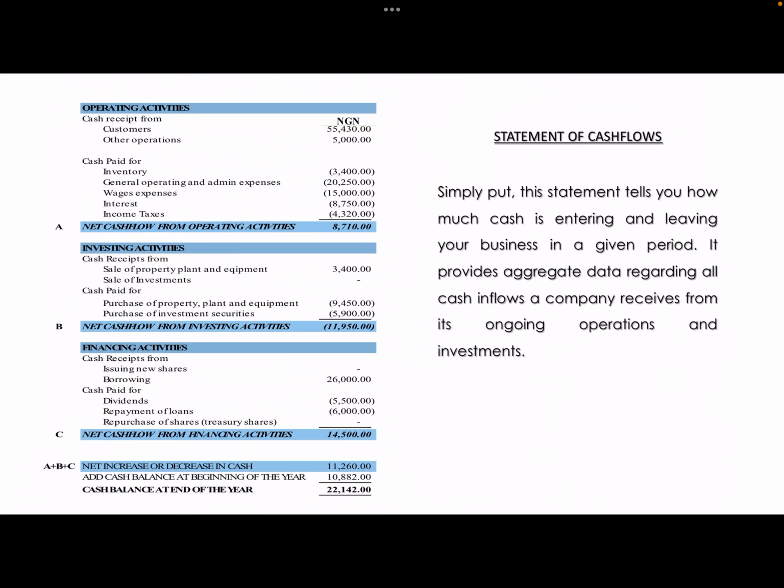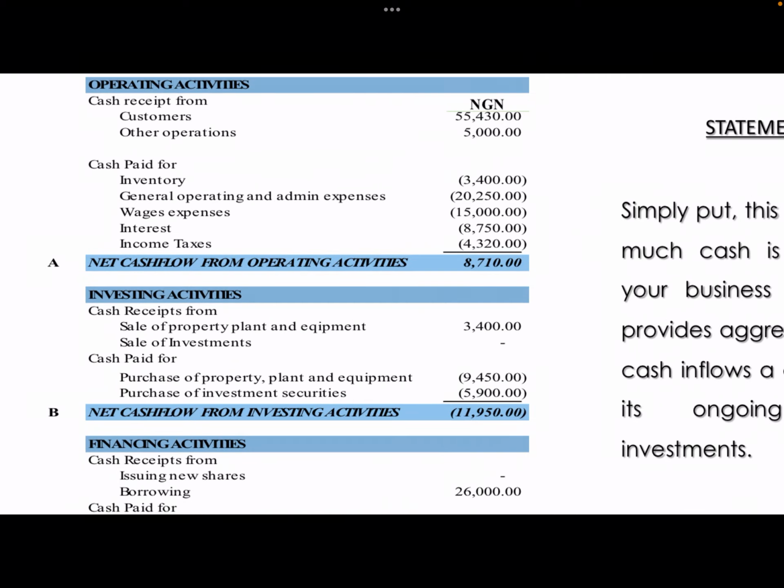operations. Now, the statement of cash flow is usually broken down into three major sections. You have the operating activities. These are the key activities of the company. What is your business into? What level, or quantum, of cash did you generate and spend in the course of your normal business operations? That gives you what you have at the bottom line there, which is labeled A.